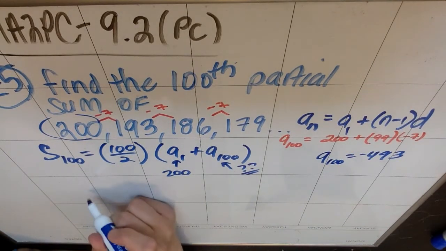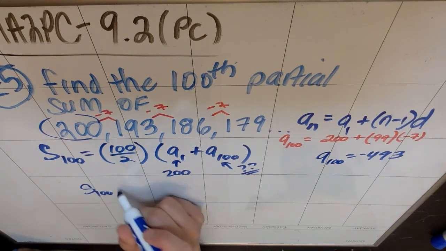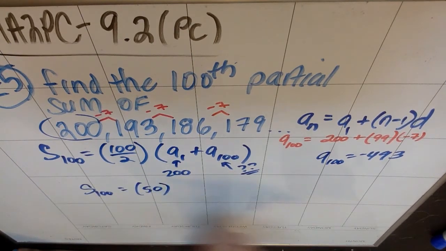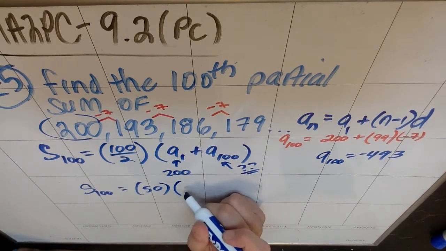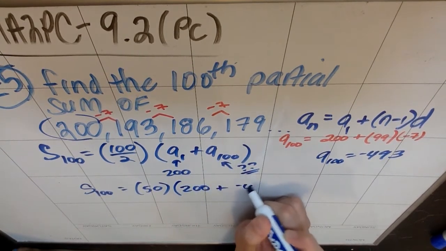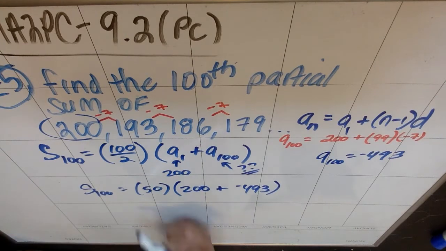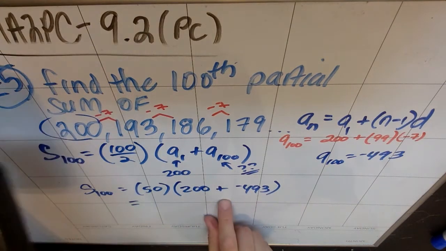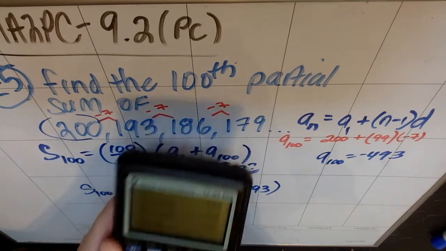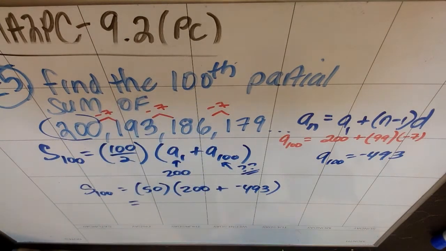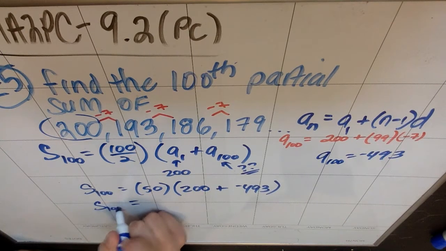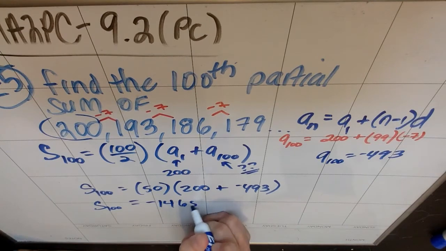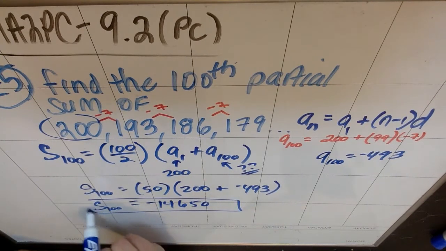So now, that means that my S sub 100, which is the thing I was asked to find, is going to be 50, because that's what the 100 over 2 will be. There are 50 pairs. And then it'll be 200 plus this negative 493. Again, nobody's expecting you to do that by hand. It's great if you stubbornly want to. But I'm going to take that negative 493 and add 200, so this will be negative 293. And I'm going to multiply that by 50. And I get negative 14,650. Again, nobody expects you to do that by hand. If you want to be that person, great, but that would be a weird life choice, okay?